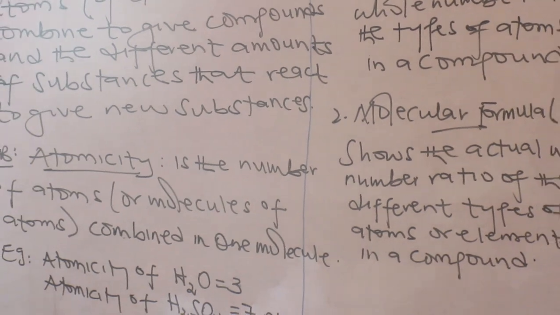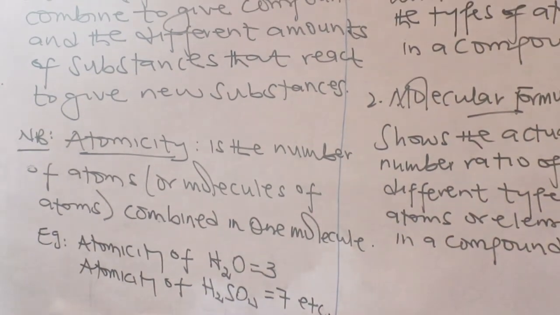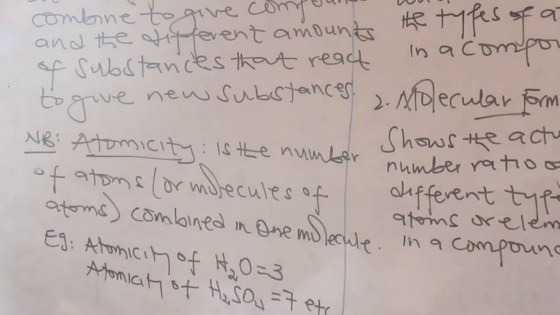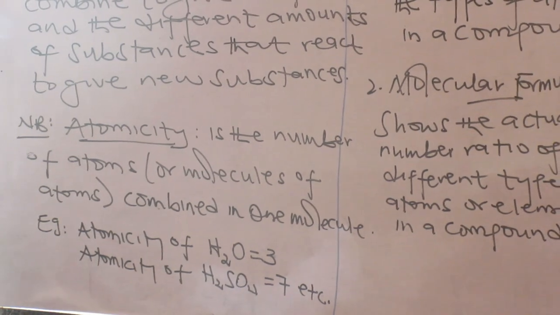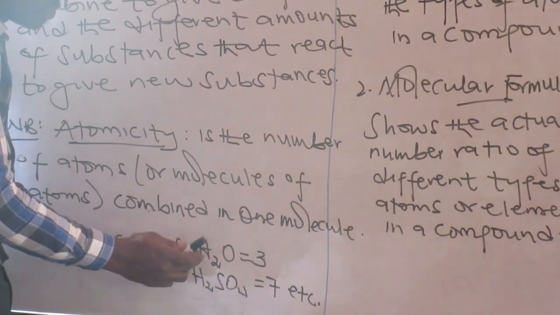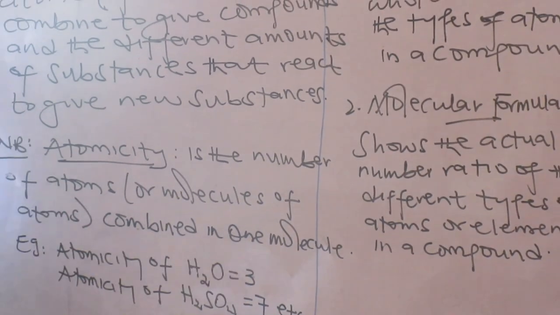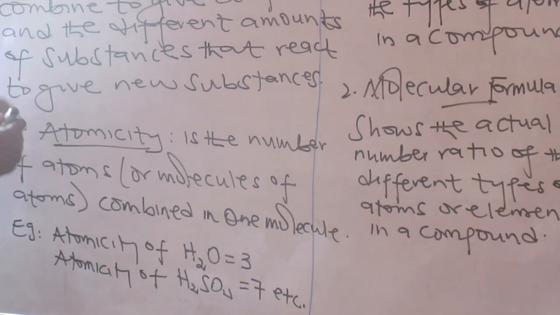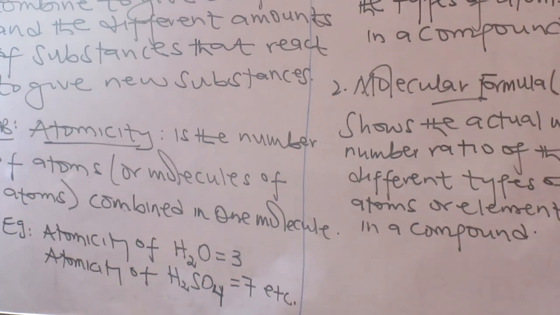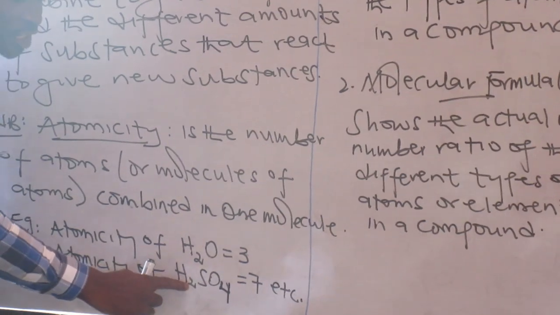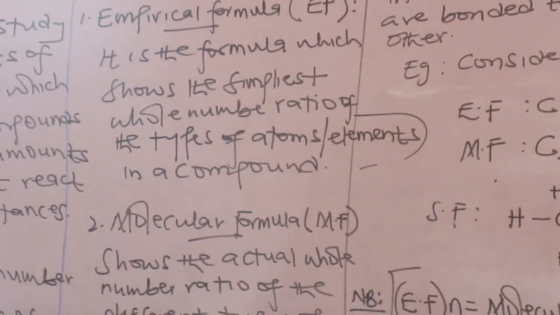Atomicity is the number of atoms combined in one molecule. Atomicity of H2O: we have two hydrogen and one oxygen, making three atoms. Atomicity of H2SO4, sulfuric acid: we have two of the H, one of the S, and four of the oxygen, making seven. That is what we call atomicity.